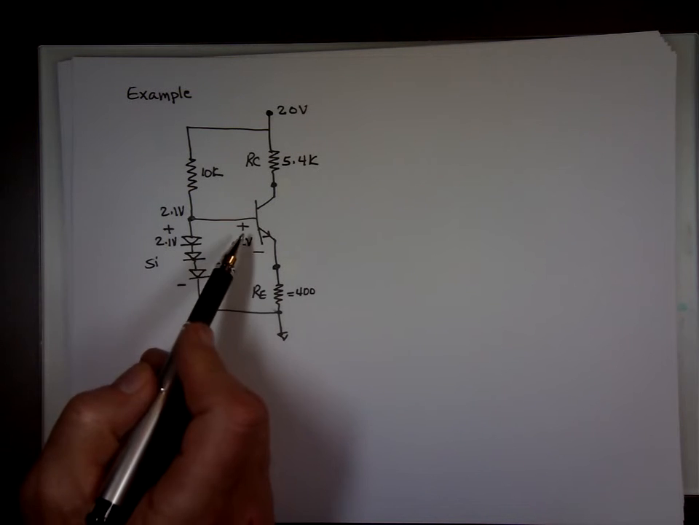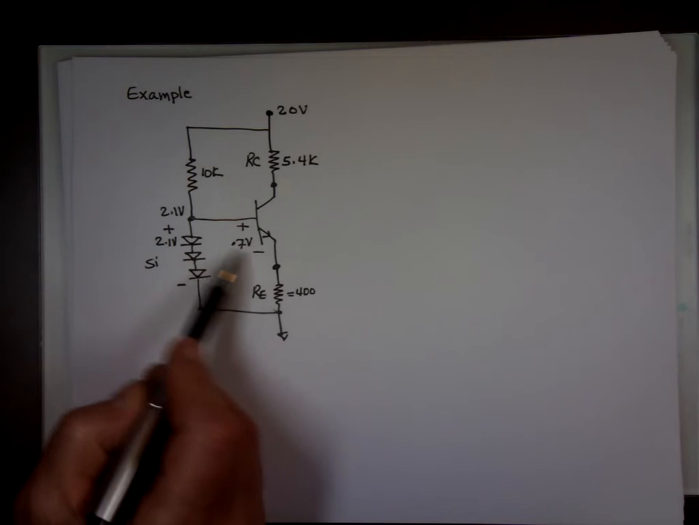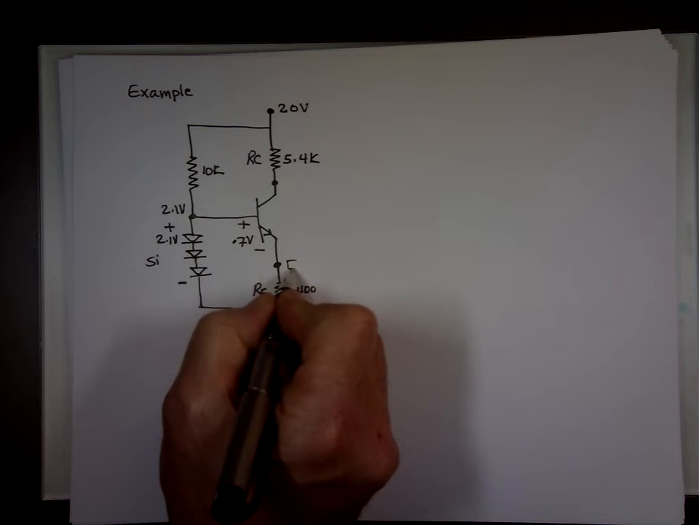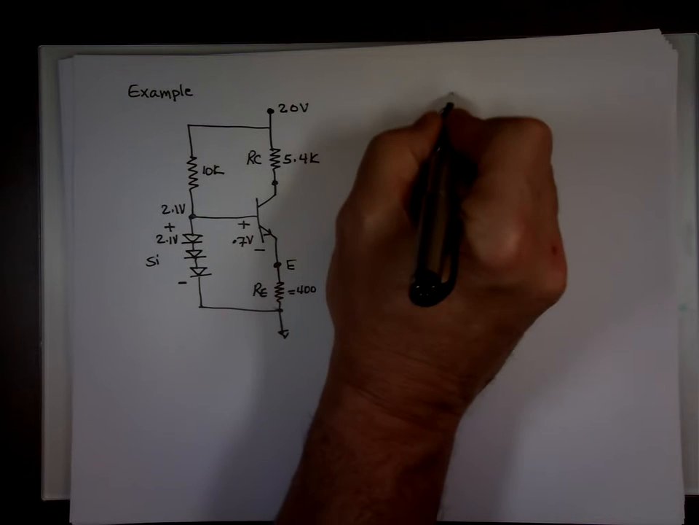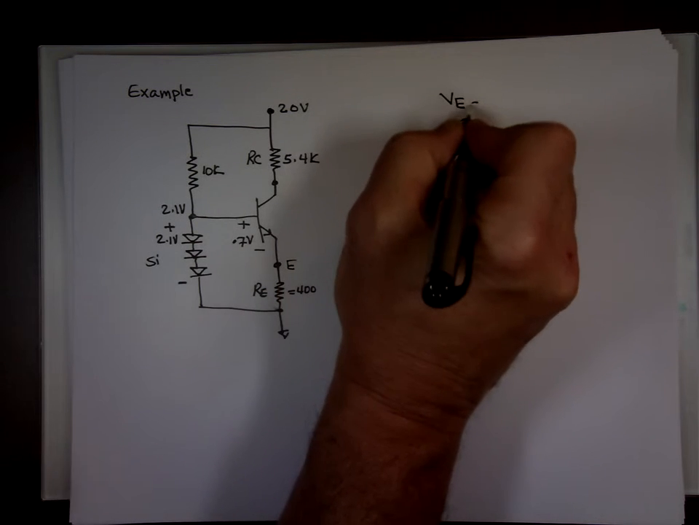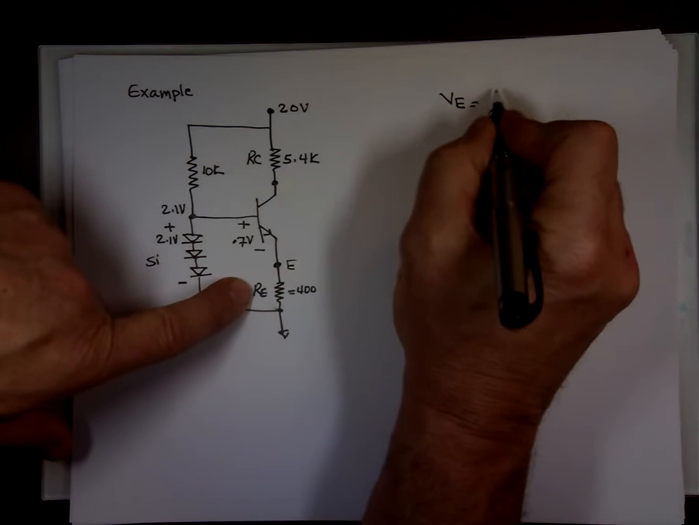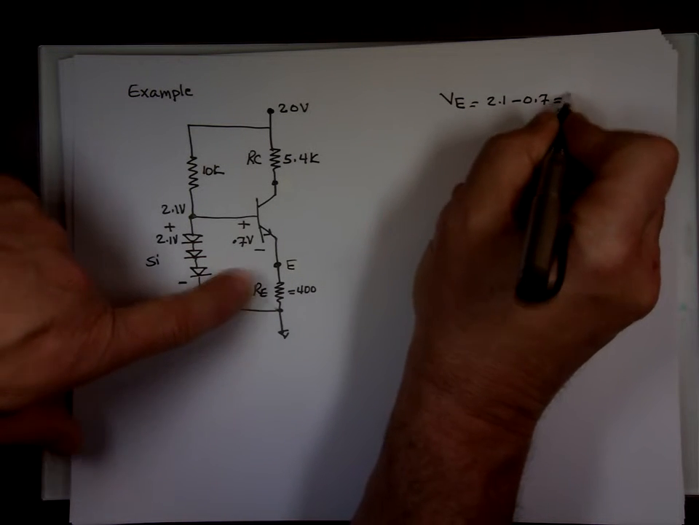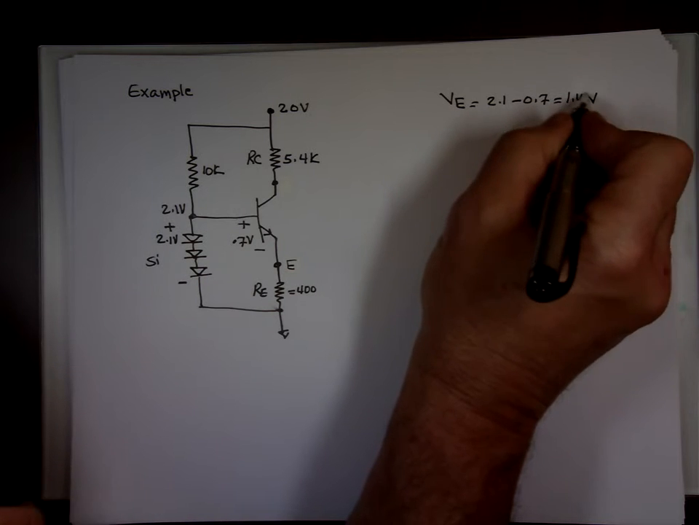And for the transistor to be on, you need plus to minus 0.7, which makes this voltage here, that's the emitter. So the voltage of the emitter will have to be, if that transistor is on, 2.1 minus the 0.7, which is 1.4 volts.